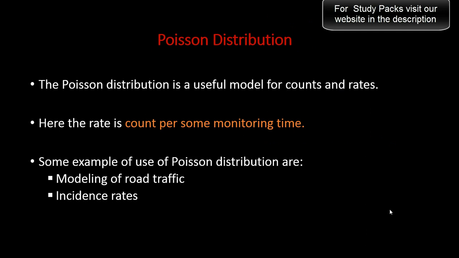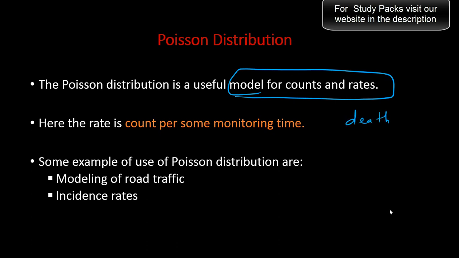Poisson distribution is useful to model count and the rate of something. Rate means something happening at a given rate of time. For instance, deaths per month. Okay, or let's say number of calls per hour. Okay, so the rate of something, if you have something like rate of something, you use Poisson distribution in those cases.